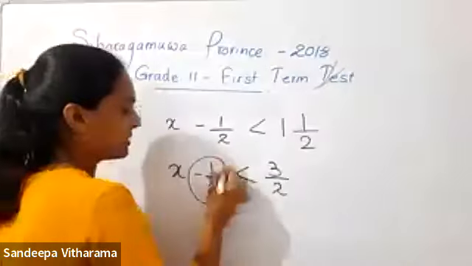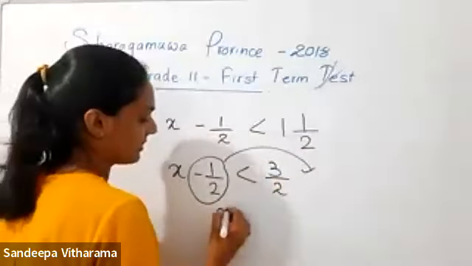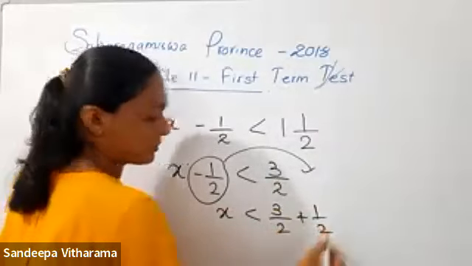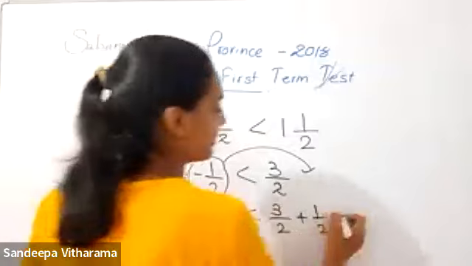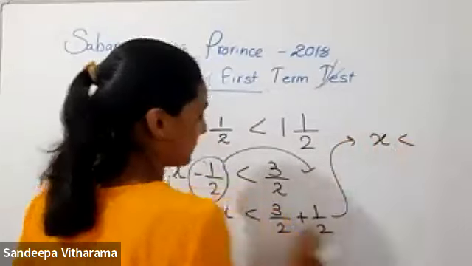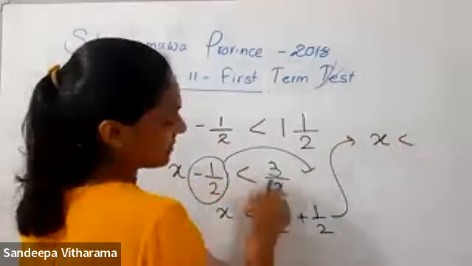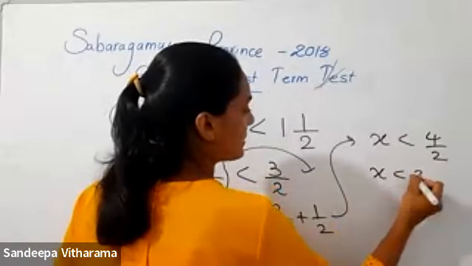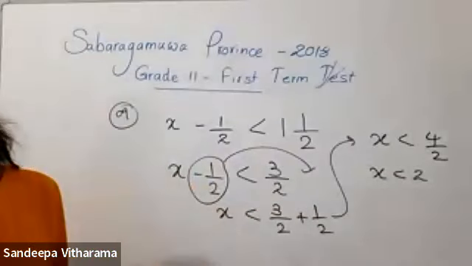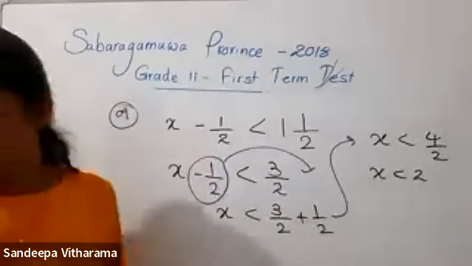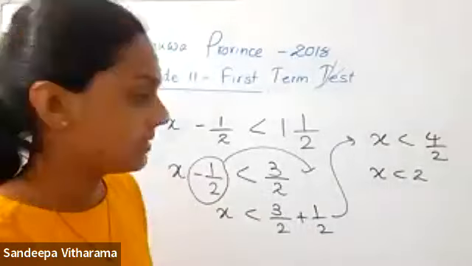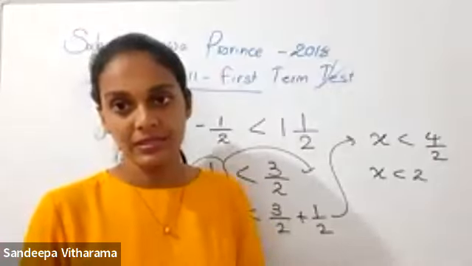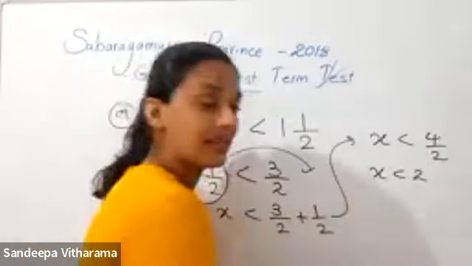Now this goes to the other side, right? As in an equation. Then 3/2 added to 1/2. Okay, so here we get the answer: x is less than 3 plus 1, it is 4/2, and 4 divided by 2 is 2. Now write down all the positive integers that satisfy the inequality. So what are the positive integers here? Look at x less than 2.